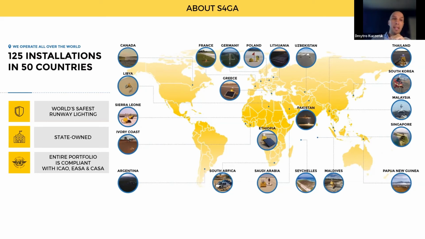S4GA is a state-owned company, and the entire portfolio is compliant with ICAO, EASA, and also today the Australian Civil Aviation Authority. We also possess certificates issued by local civil aviation authorities. Recently, we have been provided a certificate in the Czech Republic and in Mexico.